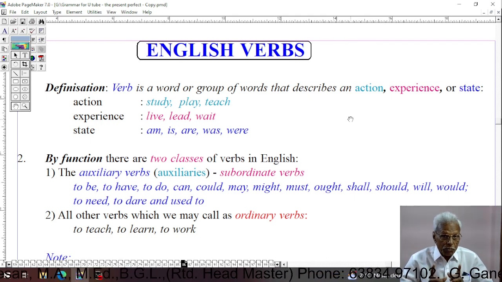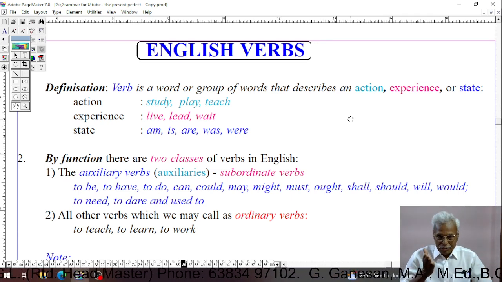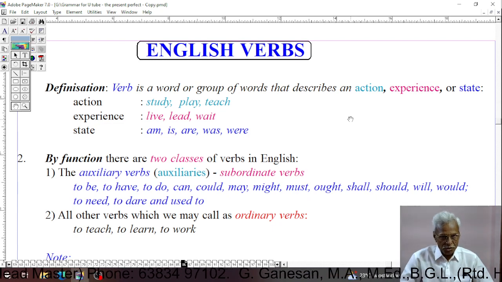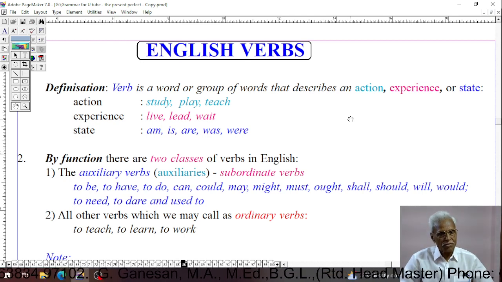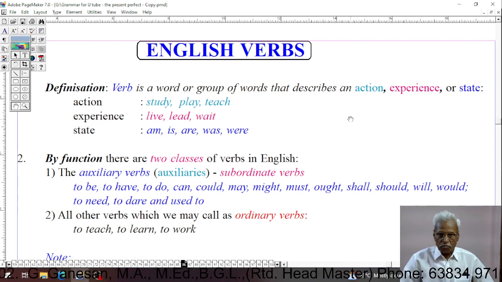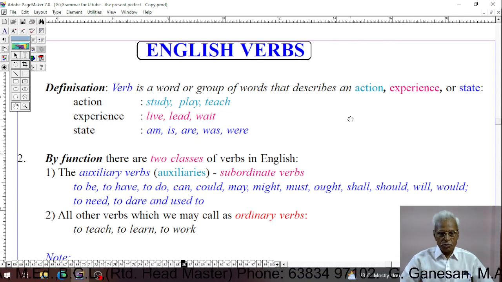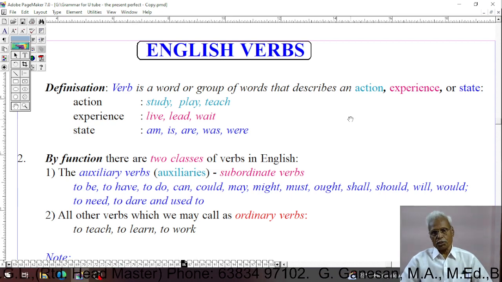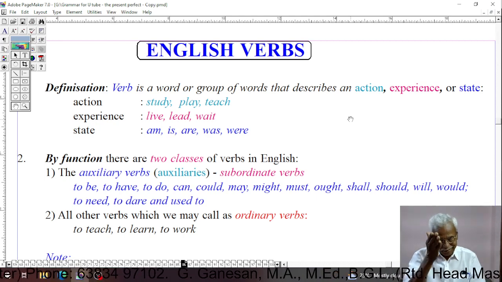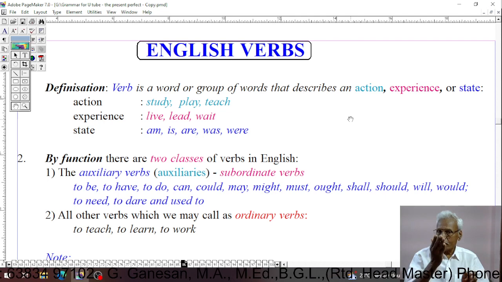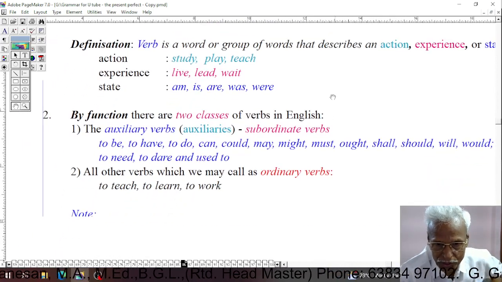What is a verb? A verb is a word, a group of words that describes an action, experience or state. Example: action: study, play, teach. Experience: live, lead, wait. State, that is being: is, are, was, were. So, a verb is a word, a group of words that describes an action, an experience, a state. Then let us see the second point regarding verbs.